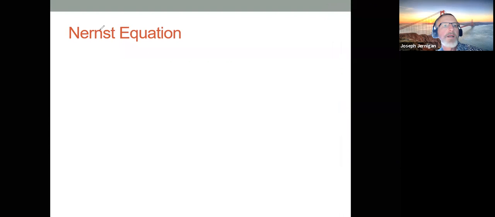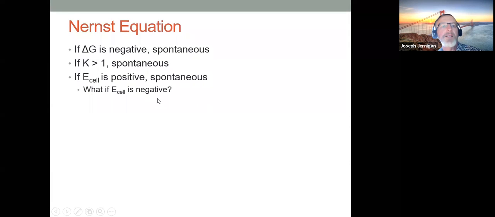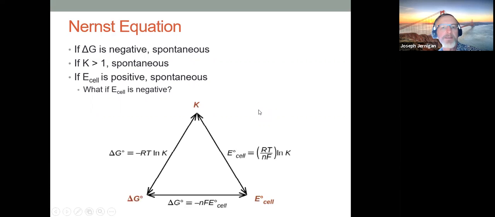Okay, so now, moving right along, and we're recording this, of course. And now that we're going to summarize some stuff, if delta G is negative, it's spontaneous. If K is greater than 1, it's spontaneous. If E is positive, okay, spontaneous. So if E cell is negative, then it's not spontaneous. This is a triangle too, which I think is useful, kind of summarize what we just talked about.